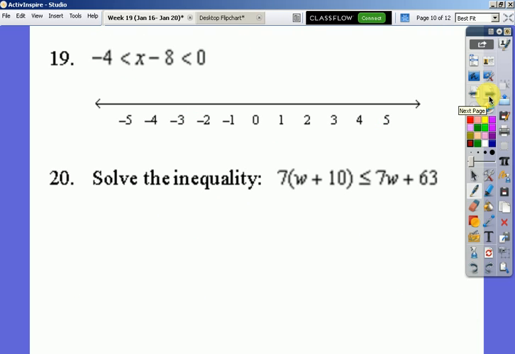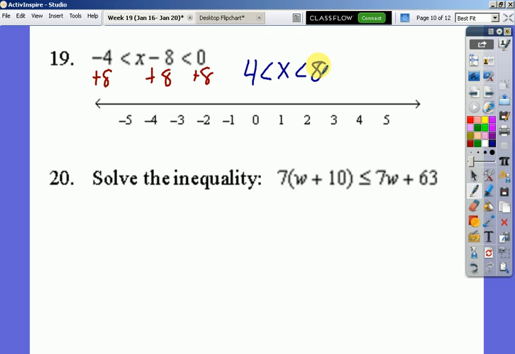Okay, 19 and 20. Okay, on number 19, what do I do? Yeah, add 8 to both. So the difference here is I have an operation attached to my variable, I should say. So I add 8 to both sides. For some reason, the district gave us this study guide and they didn't label this graph correctly, but that's okay. So we have 4 is less than x is less than 8.